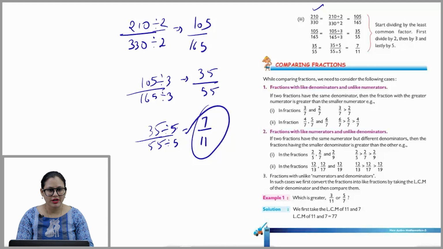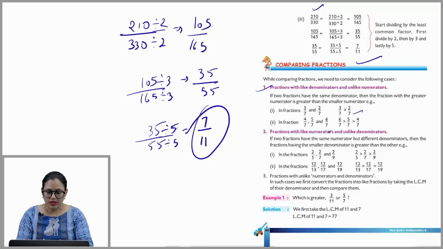Now, comparing fractions. While comparing fractions, we need to consider the following cases. Number 1, fractions with like denominators and unlike numerators. If two fractions have the same denominator, then the fraction with the greater numerator is greater. Example: in fractions 3 by 7 and 2 by 7, which one is greater? 3 by 7, because both the denominators are equal, and in this case if the numerator is greater, then the fraction is greater. In fractions 4 by 7, 5 by 7 and 6 by 7, which one is greater? 6 by 7 is greater than 5 by 7 and 5 by 7 is greater than 4 by 7.